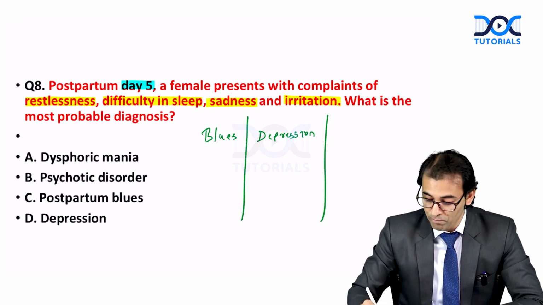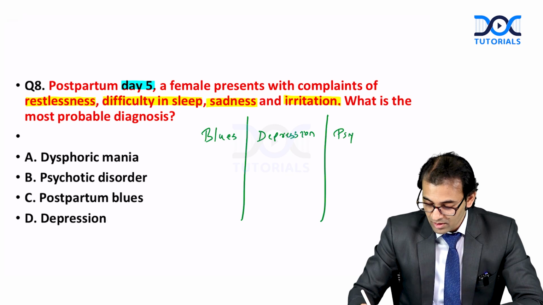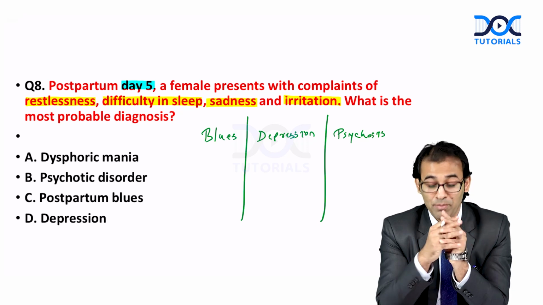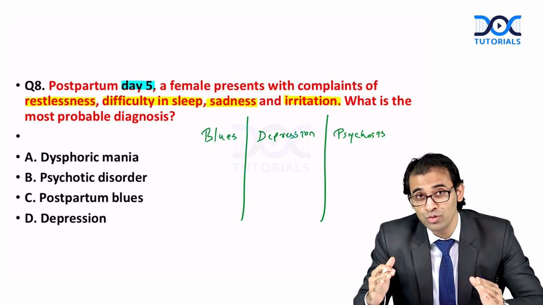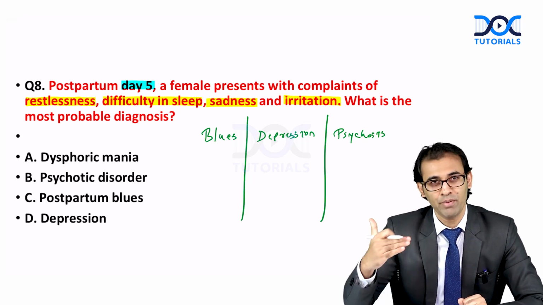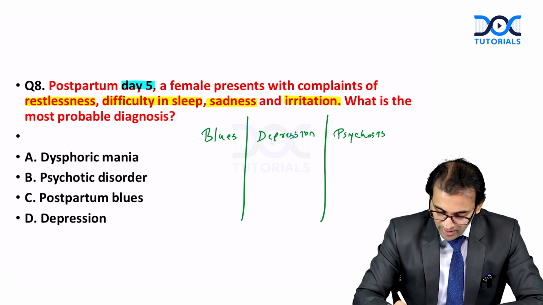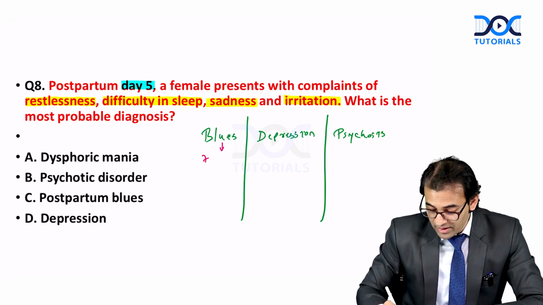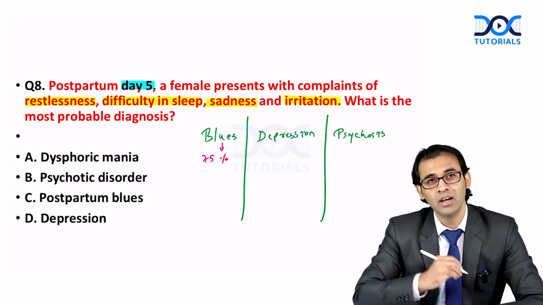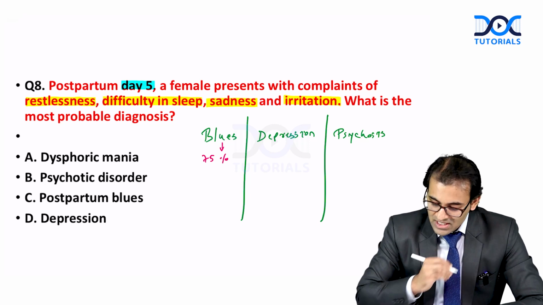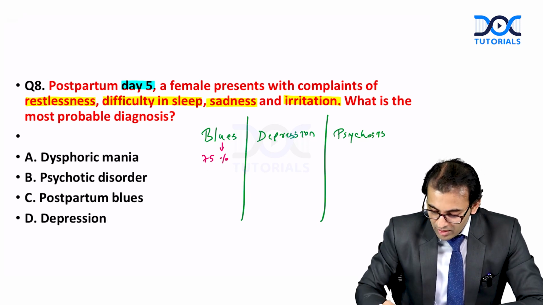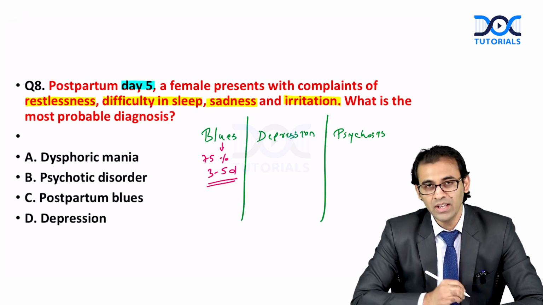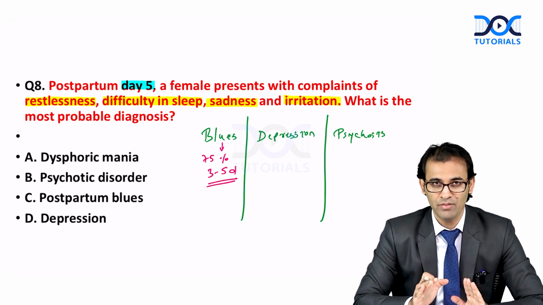And there is also a risk of postpartum psychosis. How to differentiate all these? Remember here, postpartum blues is extremely common. After that depression, after that postpartum psychosis. Remember, postpartum blues can be seen among 75% of the mothers after delivery. But this will happen within 3 to 5 days after delivery.